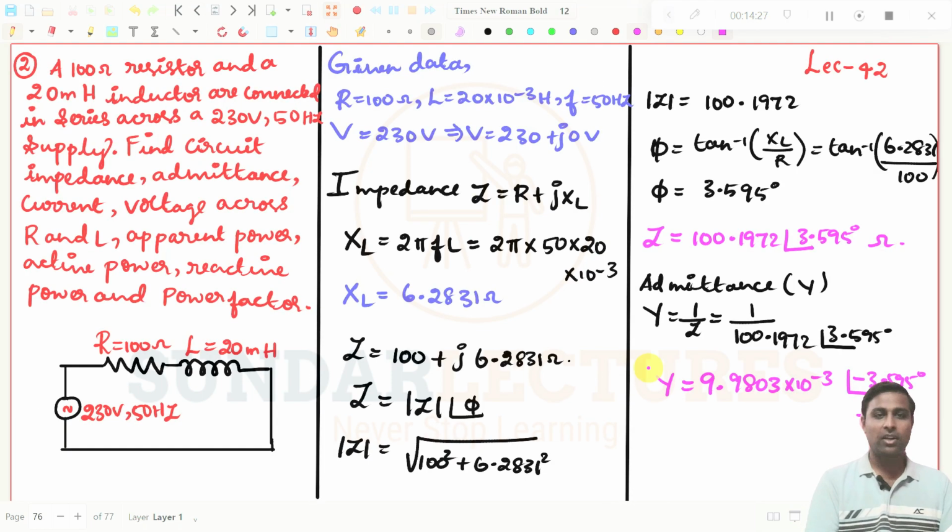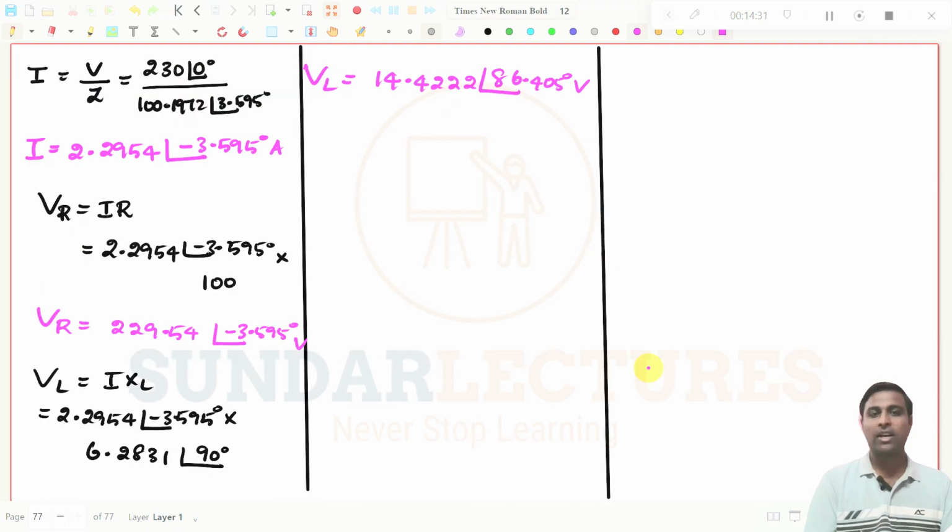And what is the next question? The next question will be apparent power, right? What is the value of apparent power? So I will write the formula for apparent power that we have seen. S is the denotation. S will be equal to V into I. That is the formula for apparent power. And what is the V we have? This is the given value of V, right? This is the given value of V.